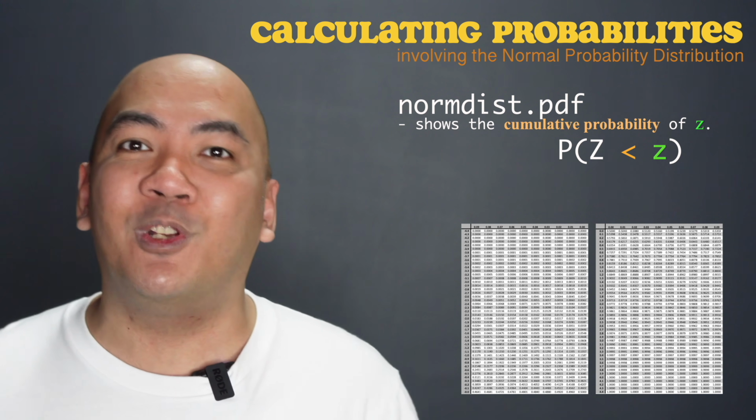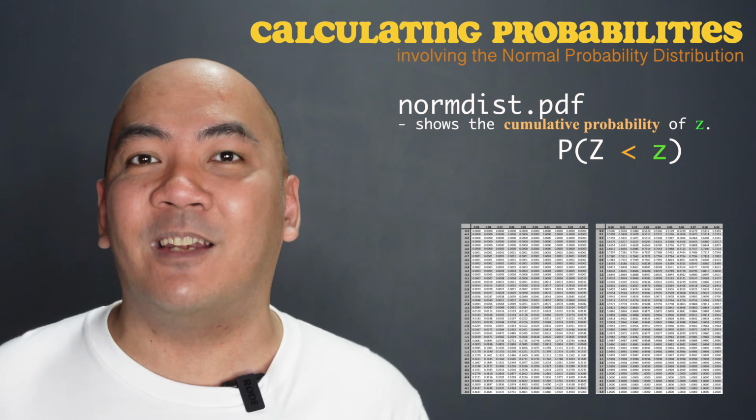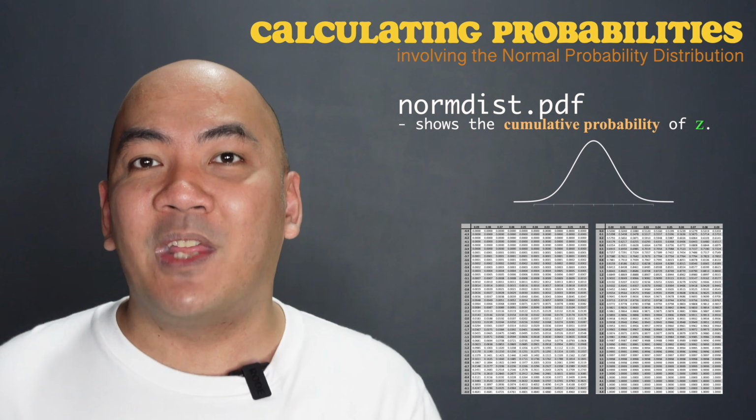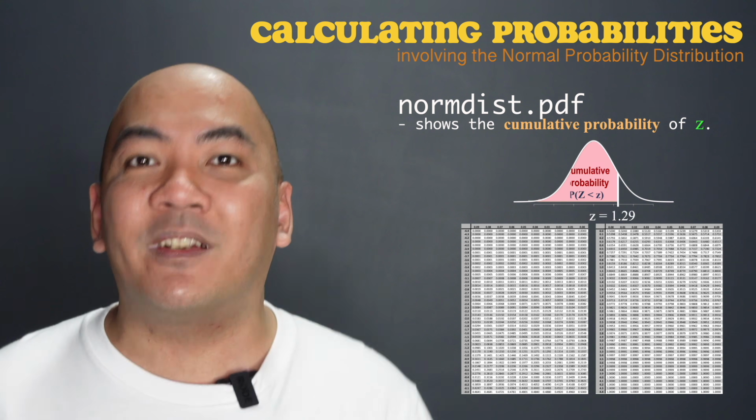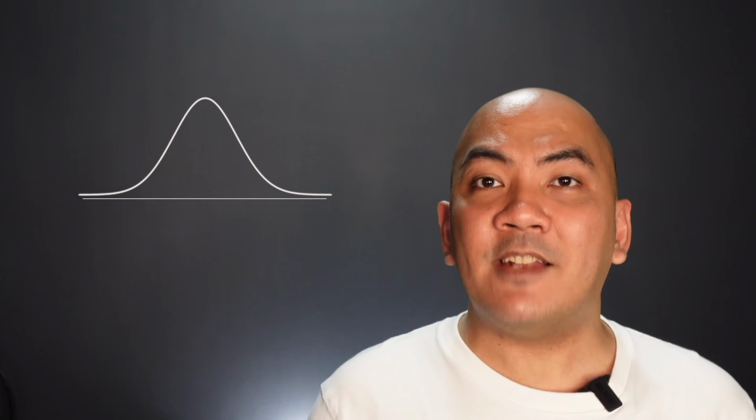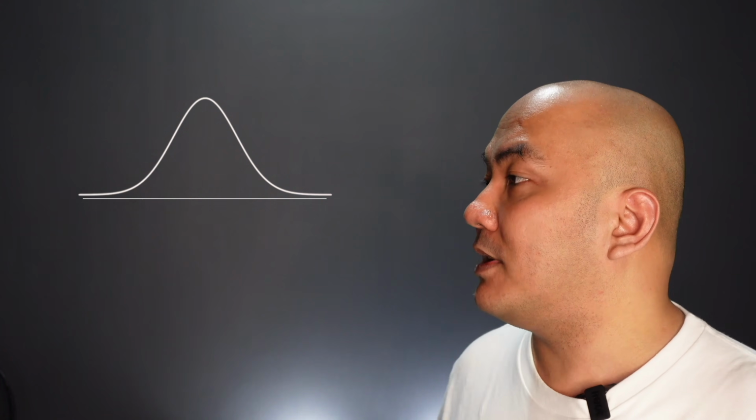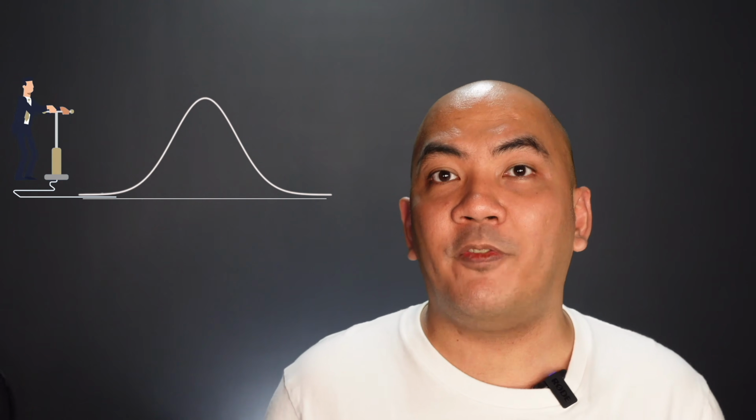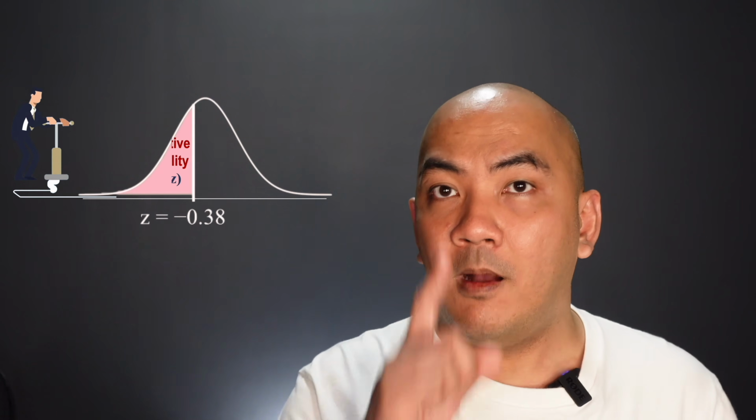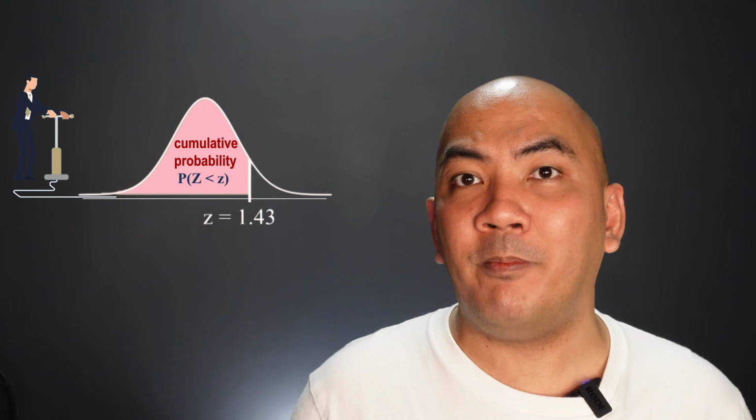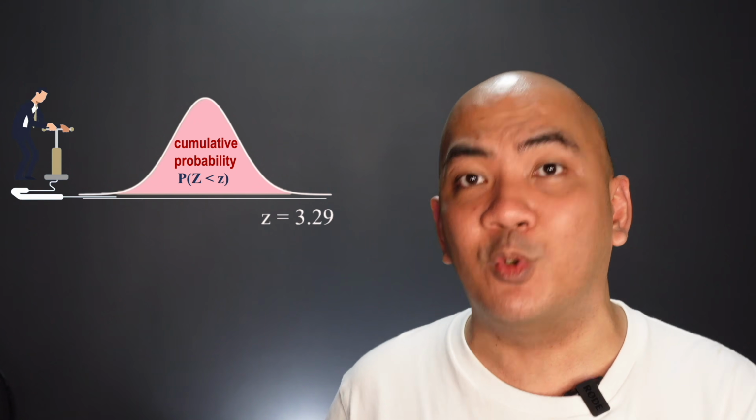When we say cumulative probability of z, that is represented by the area from the leftmost part of the curve, or negative infinity, to a particular value of z. Imagine a man pumping some air into the normal distribution. The amount of air being pumped into the normal distribution is the probability, but he is only allowed to pump from the left side of the distribution.